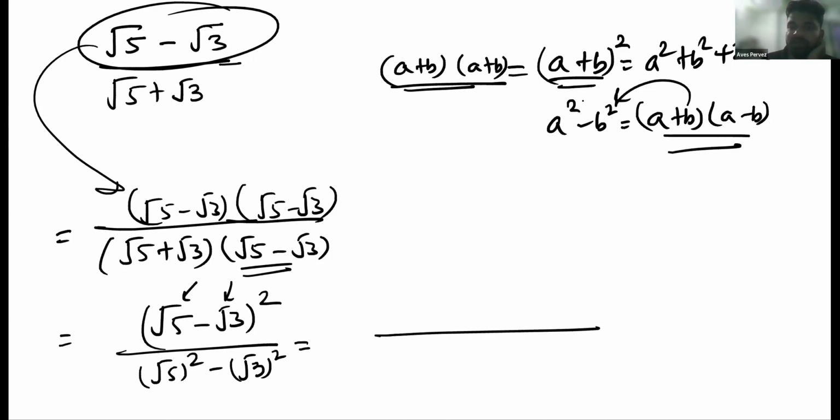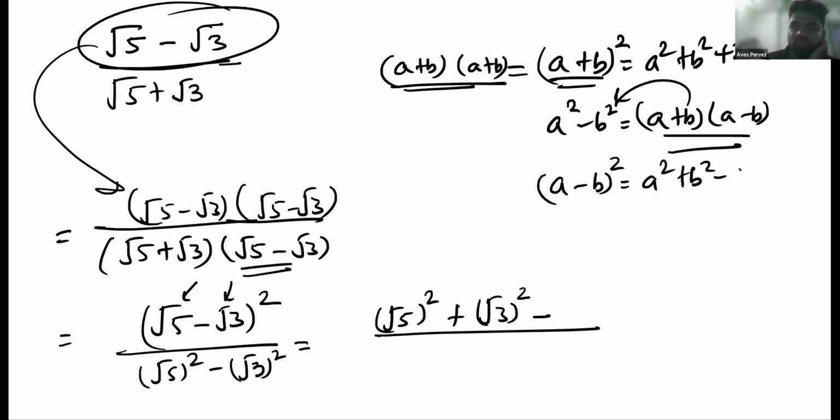Now open this according to this identity. A plus b whole square is a square, meaning root 5 square, plus b square, meaning root 3 square. Here it is minus, so a minus b whole square is equal to a square plus b square minus 2ab. If it was a plus sign here, it would be a plus b whole square, but because of the minus sign, it becomes a minus b whole square. We have written the first term square, then the second term square, then minus 2 into ab. What is a? Tell me, what is a right here?